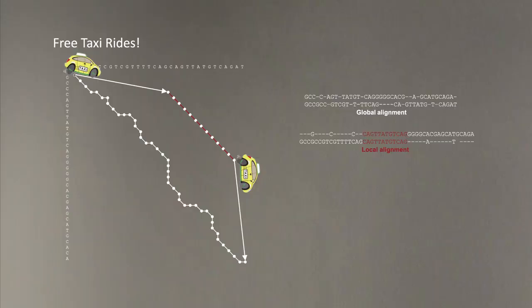My proposal for solving this problem: let's introduce free taxi rides through the alignment graph. Indeed, if we were able to start in the source and travel freely to the start of the conserved fragment, and then take another free taxi ride from the end of conserved fragment to the destination final node of the alignment graph, then we will be able to score these interesting segments by taking zero cost of taxi ride to the beginning of this fragment, then real cost of the alignment of the fragment, and then plus another zero, which is the cost of another taxi ride.